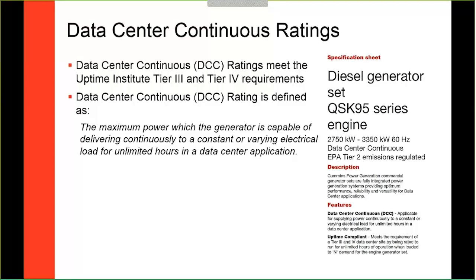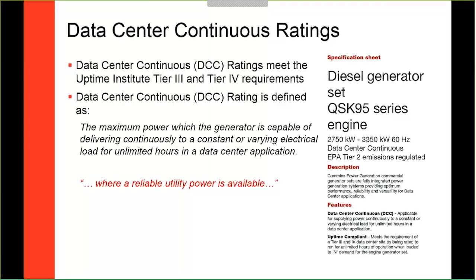And so what you're looking at here on the screen is an example of a data center continuous rating that's available and been published in the industry. And what this does is it drives towards a solution that mitigates this wet stacking or these increased maintenance concerns and yields a better solution for Uptime Institute compliance. And so again, the key here is that data center continuous is the maximum power which the generator set is capable of delivering continuously to a constant or varying electrical load for an unlimited number of hours in a data center application. The big watch out here is there are some data center continuous ratings published by different manufacturers.